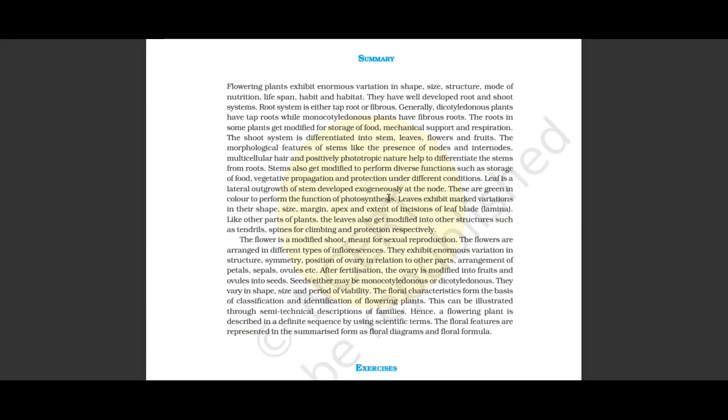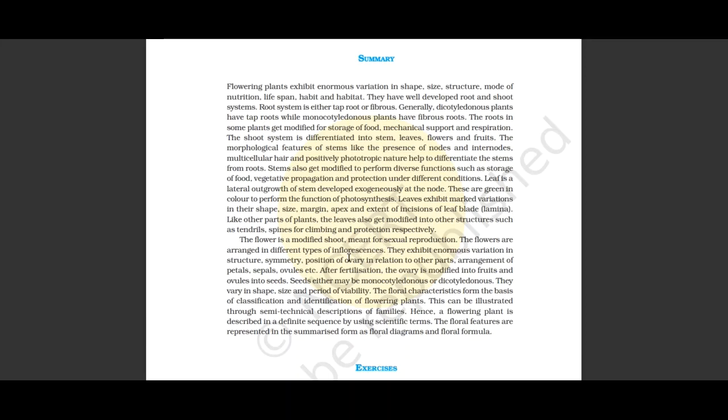outgrowth of the stem developed exogenously at the node. These are green in color to perform the function of photosynthesis. Leaves exhibit marked variation in their shape, size, margin, apex, and extent of incision of the leaf lamina. Like other parts of the plant, the leaves also get modified into other structures such as tendrils and spines for climbing and protection respectively. The flower is a modified shoot meant for sexual reproduction.